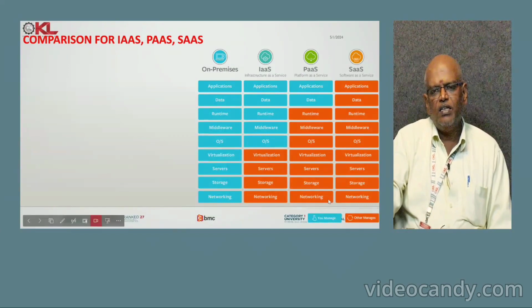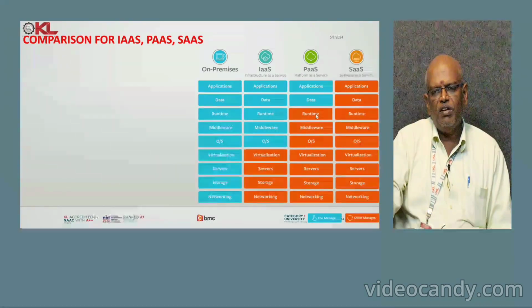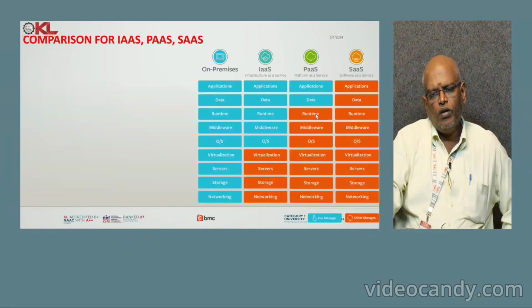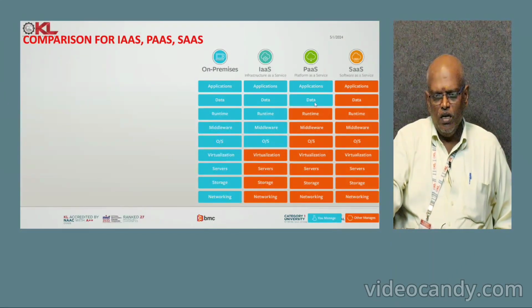The next one is platform as a service. Here the orange color starts from networking, storage, servers, virtualization, operating system, middleware, and runtime. So these components are maintained by the data centers. The blue colored data and application are maintained by ourselves.